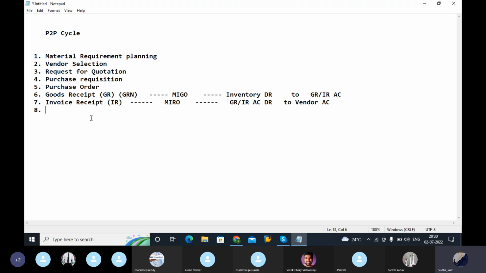When our organization receives the bill from the vendor, invoice receipt is posted in SAP. With the T code MIRO, the general ledger entry will be GR/IR account debit to vendor account. After that, vendor payment. Before this, one step is there. That is three-way matching.